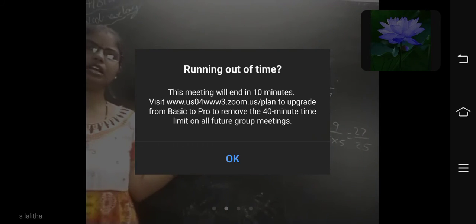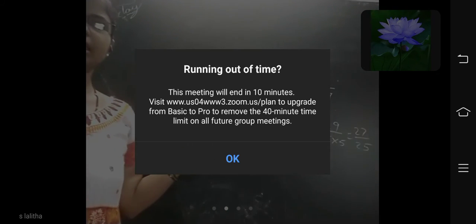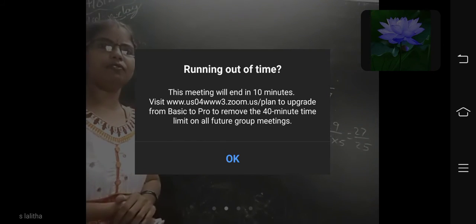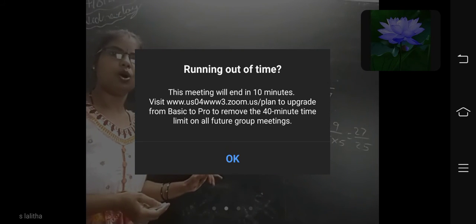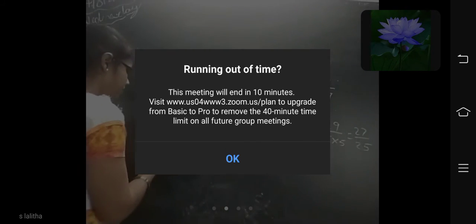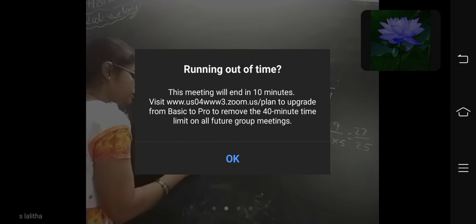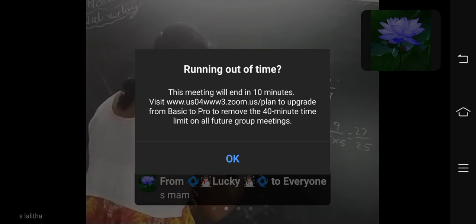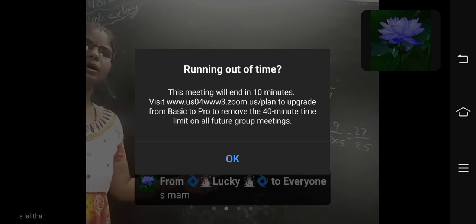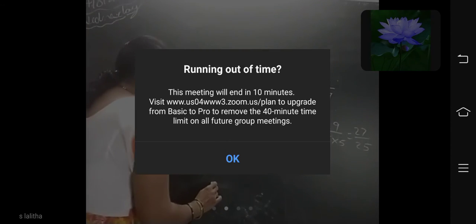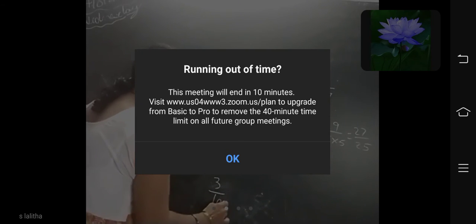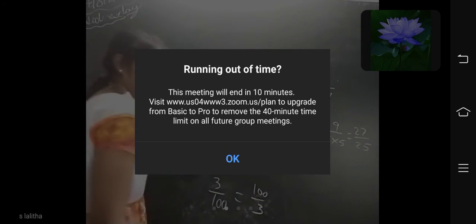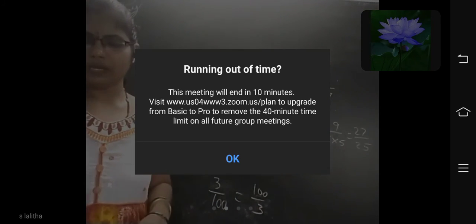Did you understand how to do division of fractions, children? Now, 6 by 5 is there. What is the reciprocal of 6 by 5? Can you tell me? Reciprocal means you have to reverse the fraction, that means 5 by 6. The reciprocal of 6 by 5 is 5 by 6. What is the reciprocal of 3 by 100? Yes, 100 by 3. Like that, this is the reciprocal.